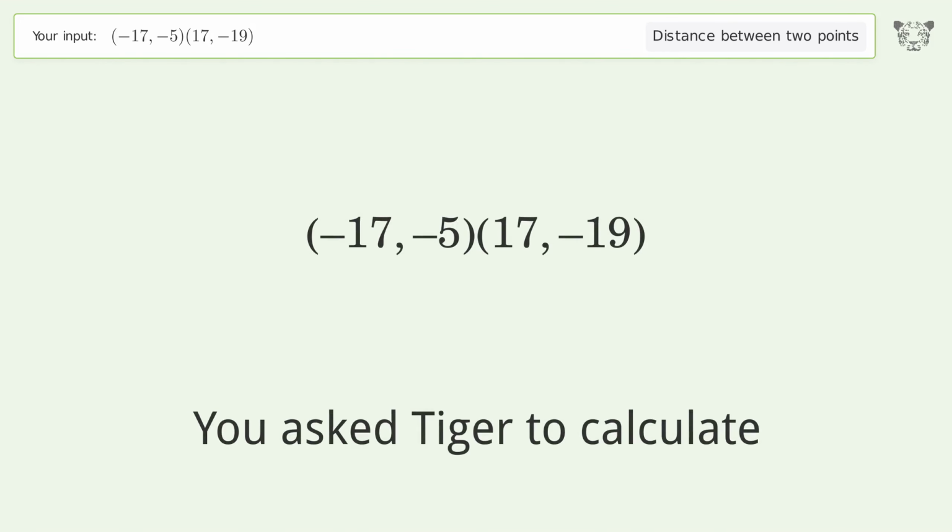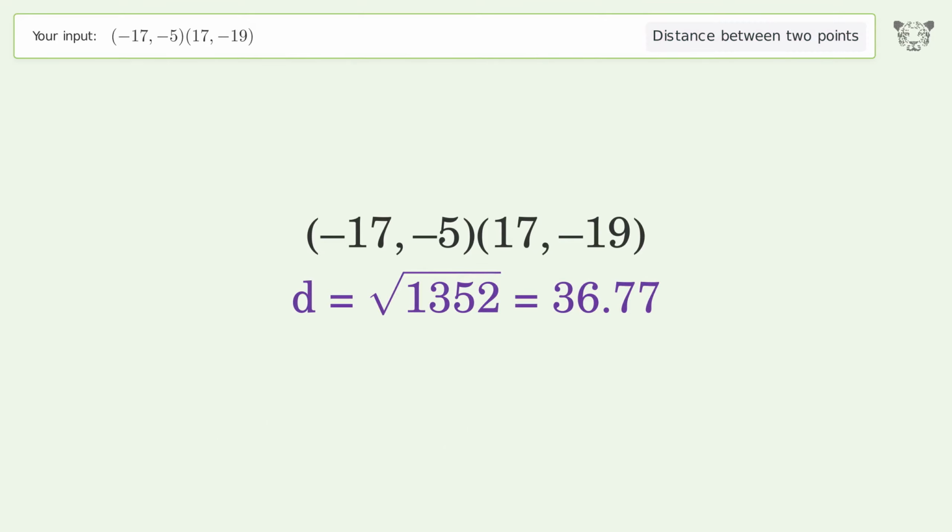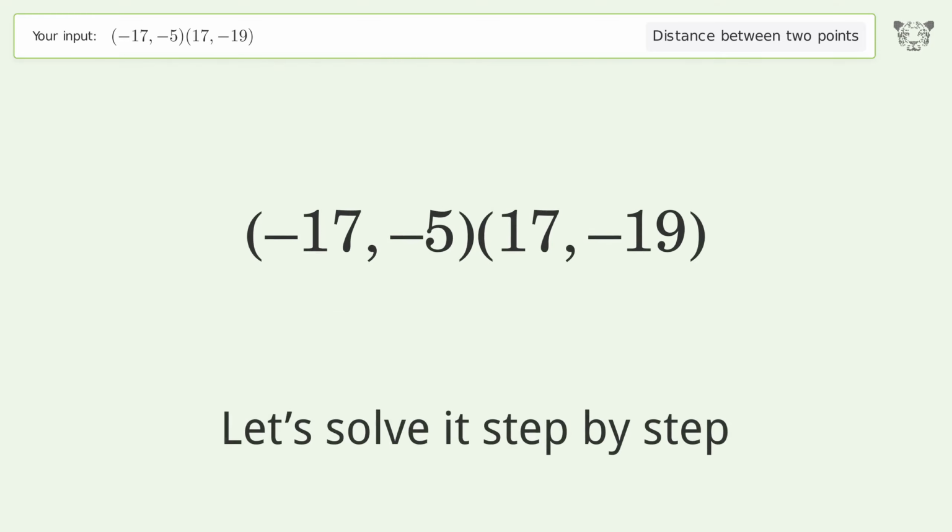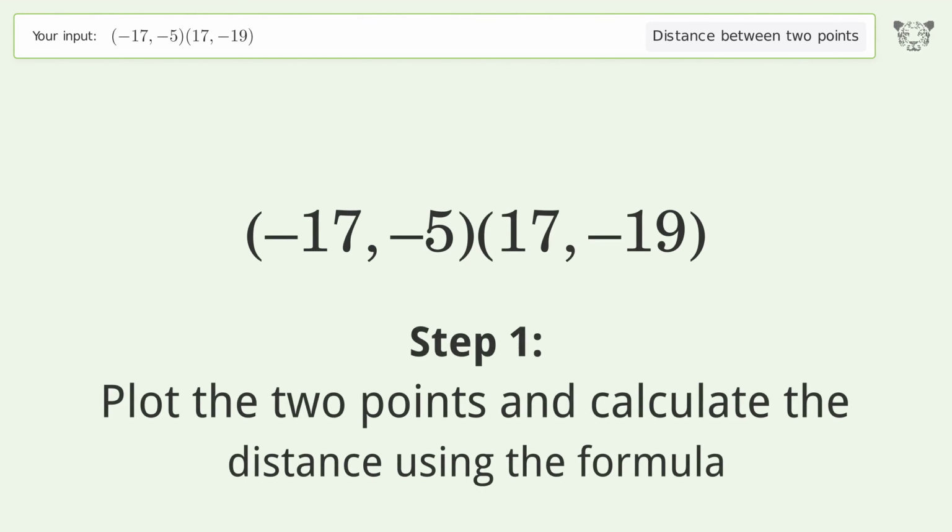You ask Tiger to calculate. This deals with the distance between 2 points. The distance between the 2 points is the square root of 1352, or 36.77. Let's solve it step by step. Plot the 2 points and calculate the distance using the formula.